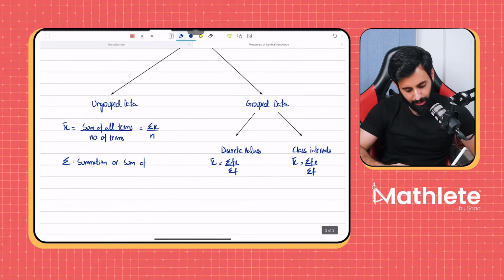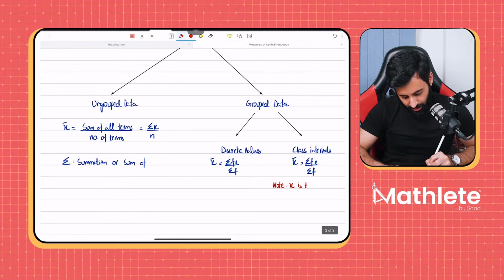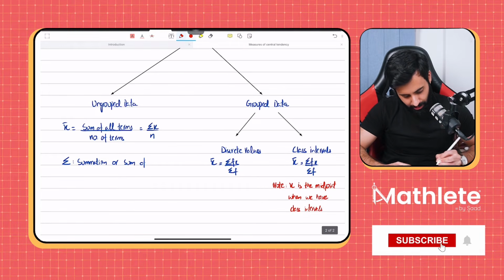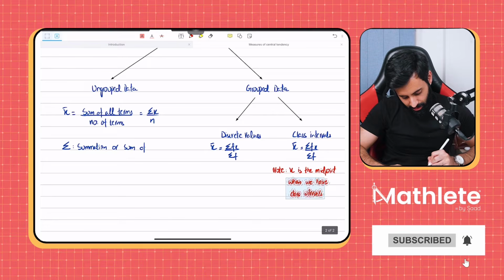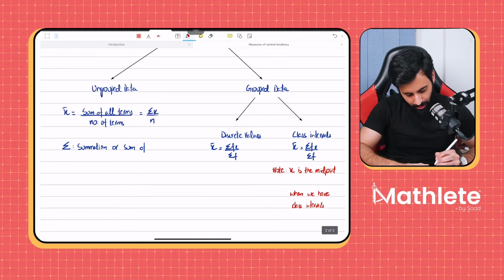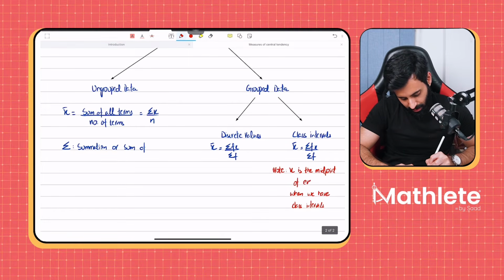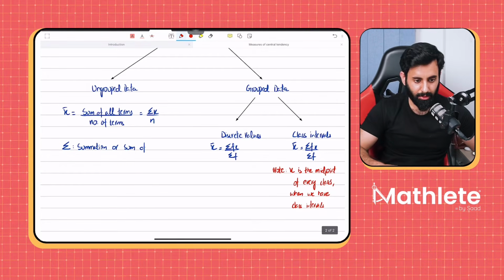Midpoint, good job. Okay, so let me write that down. Note, x is the midpoint when we have class intervals. Okay, midpoint of every class. Let me write that down also. X is the midpoint of every class when we have class intervals.